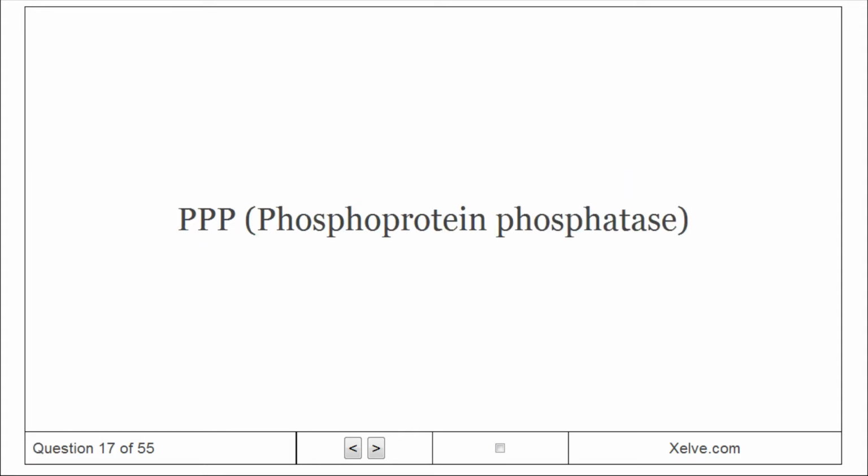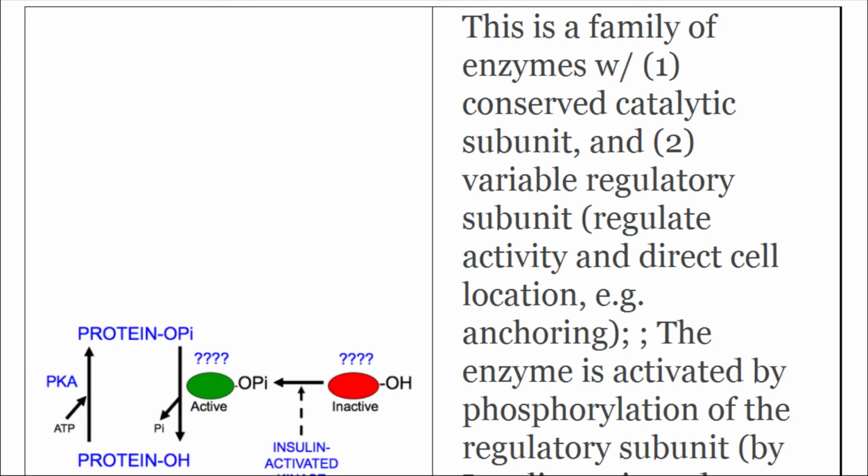PPP. This is a family of enzymes with a conserved catalytic subunit and variable regulatory subunit. The enzyme is activated by phosphorylation of the regulatory subunit in the liver. Phosphoprotein phosphatase acts on proteins that are phosphorylated on serine or threonine, turns off cAMP signal.